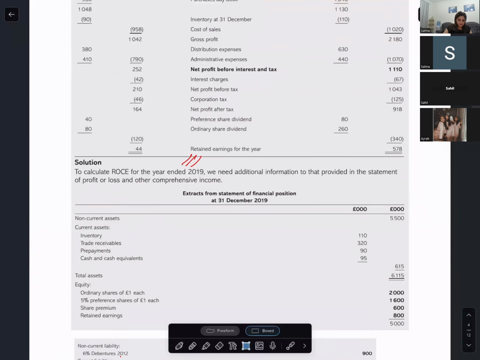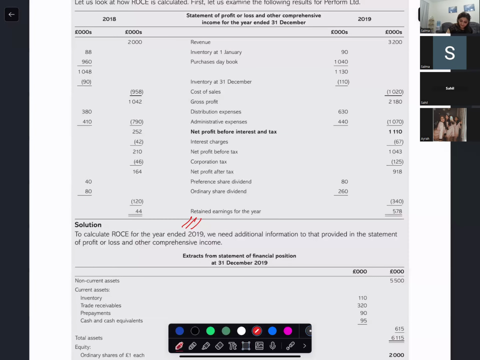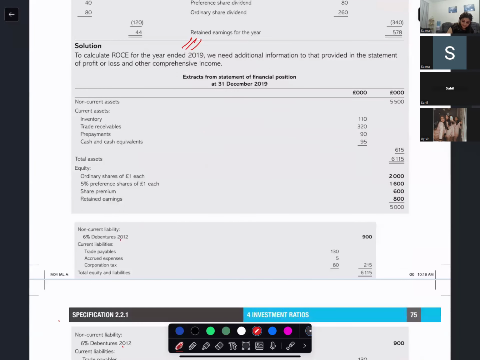We are talking about the return on capital employed. Return on capital employed means the net profit before interest and tax, which is 1110, divided by the capital employed. So capital employed will be the shareholders' funds.